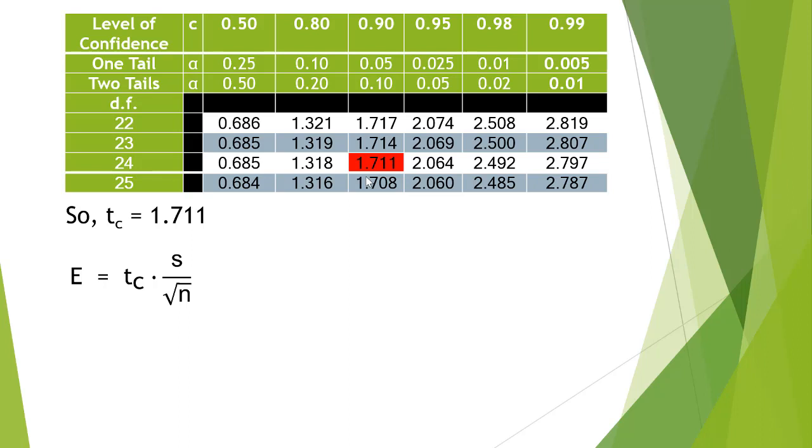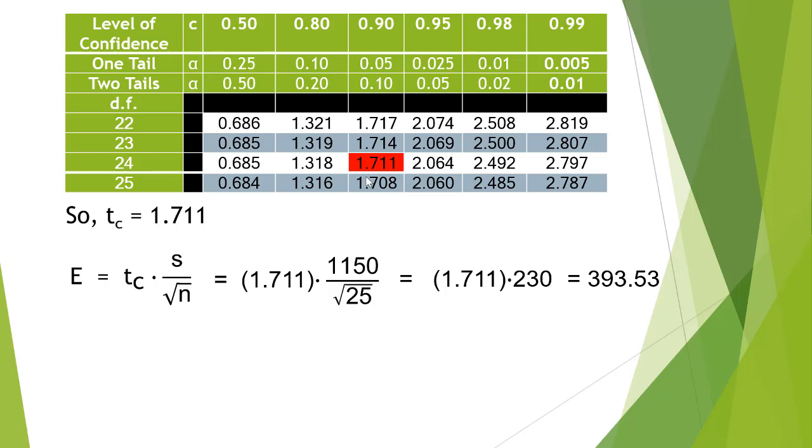In the original statement of the problem, we were told that the standard deviation for the sample was 1,150, and the sample size was 25. Notice, we're not using 24, which was the degrees of freedom. We're using the sample size, n, not n minus 1, in that denominator. So we can go ahead and divide. The square root of 25 is 5, and 1,150 divided by 5 is 230. So that's where the 230 comes from, in case you were wondering. We multiply 1.711 times 230, and the result is 393.53. So that's our margin of error.